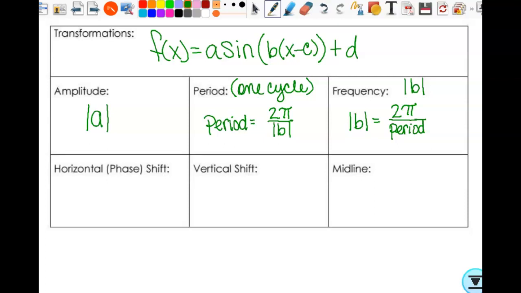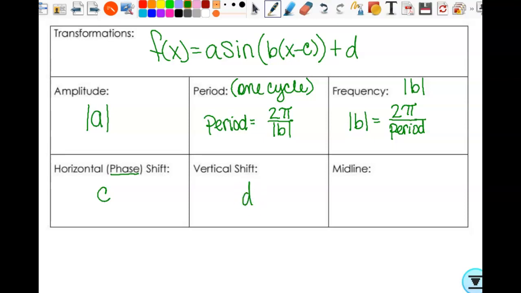All right, so your horizontal shift is called a phase shift. It's still a horizontal shift, but it, again, has a different name, phase shift. So that is still just C, just like it's been. It's called a phase shift, and that's all it says. Doesn't say anything about horizontal. It's the same thing. Vertical shift, still called vertical shift, and it's just D.